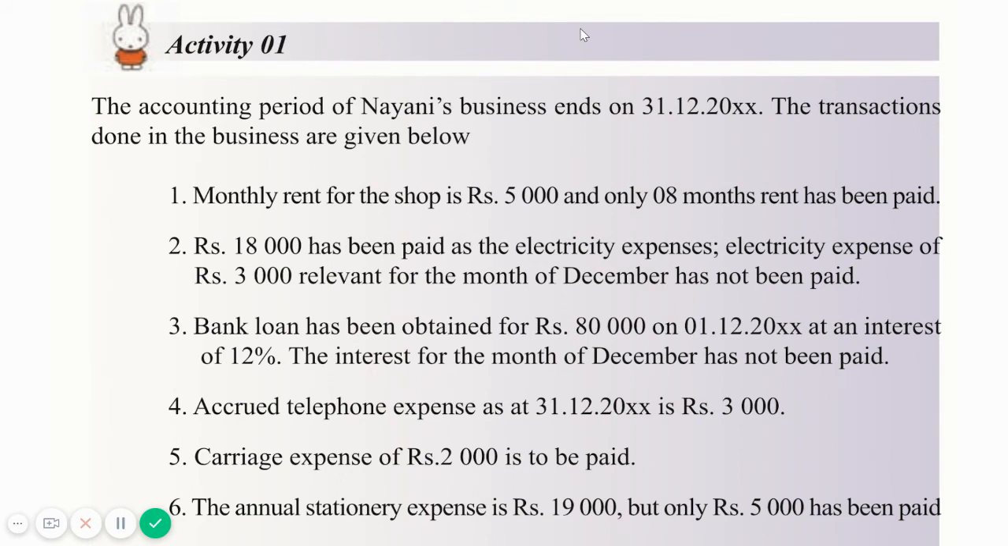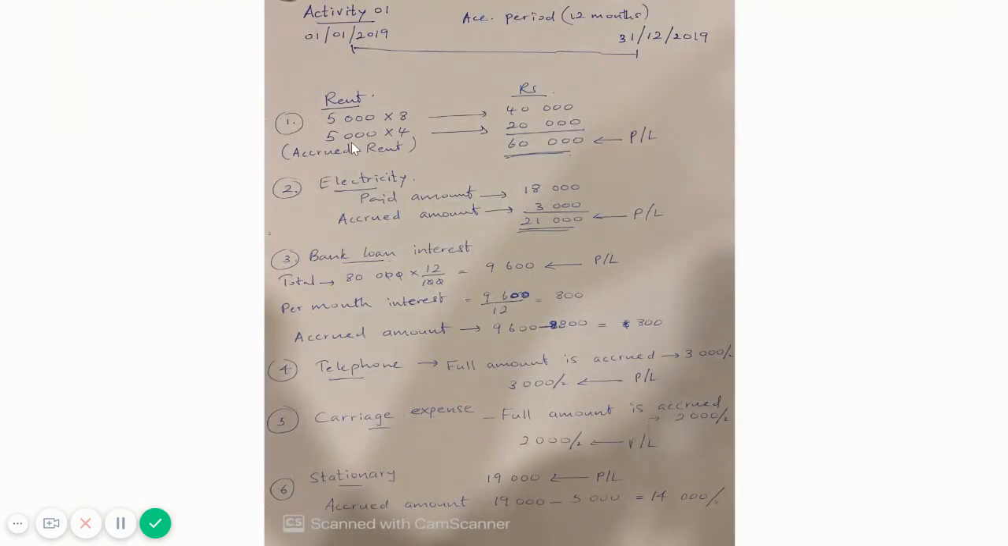Okay, so in the first one, they said the monthly rent for the shop is 5,000 and only 8 months' rent has been paid. So you have to use your common sense. They have paid monthly rent only for 8 months. For an accounting period there are 12 months, so another 4 months of rent remain, which have not been paid. With regard to rent, the amount they have paid in cash is 5,000 per month, so 5,000 into 8 months, 40,000, has been paid already.